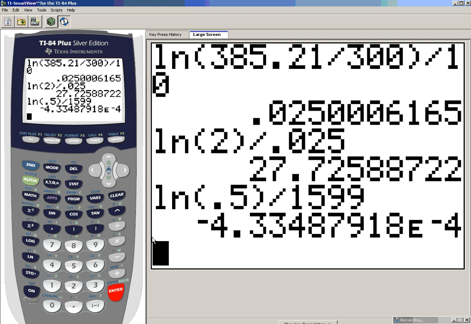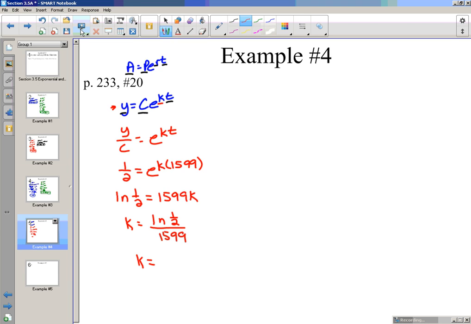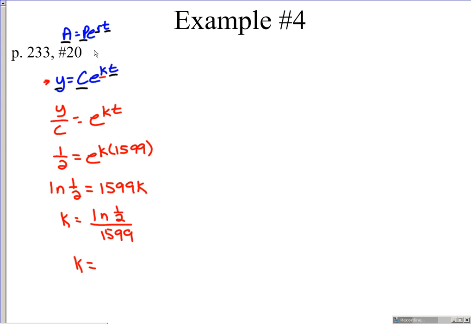When you do that, let's get used to rounding to 3 non-zero digits. So when I do this, this is going to be -0.000433. So the first 3 non-zero digits behind the decimal point is what we're going to round to here. So our K value is going to be -0.000433. Now that we know K, now we can go and find anything else that we want to about this element.